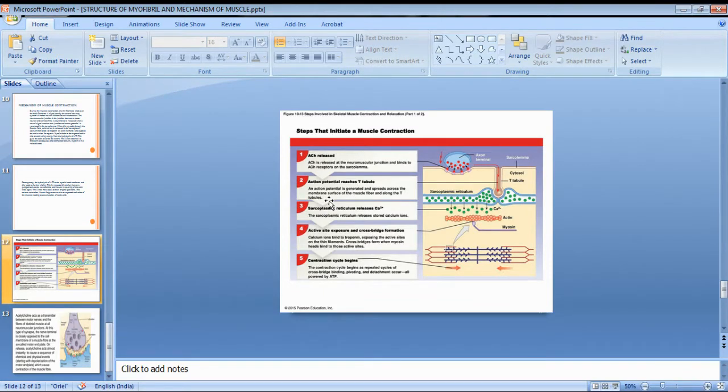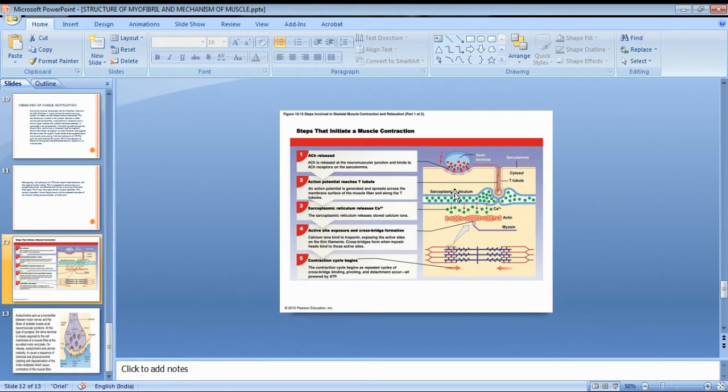When this spreads through the muscle fiber, calcium ions are released in the sarcoplasm. Whenever the acetylcholine is released, it spreads through the muscle fiber, and calcium ions are released in the sarcoplasm. See here, the sarcoplasmic reticulum releases calcium ions. These are the calcium ions which are already stored in the sarcoplasmic reticulum.